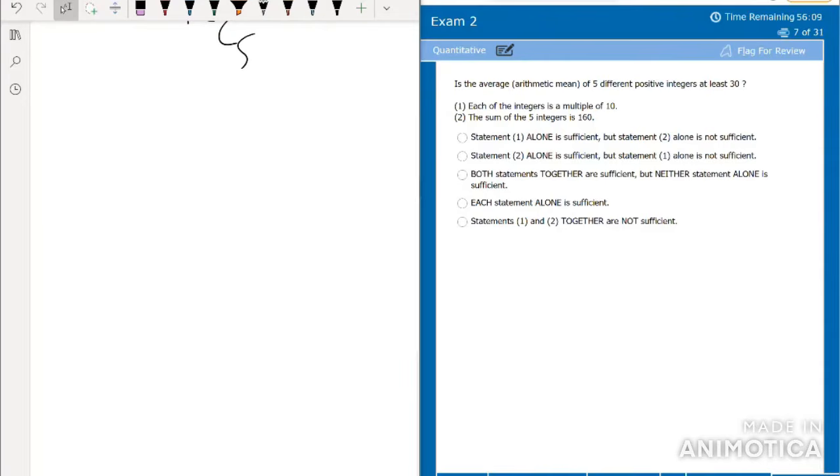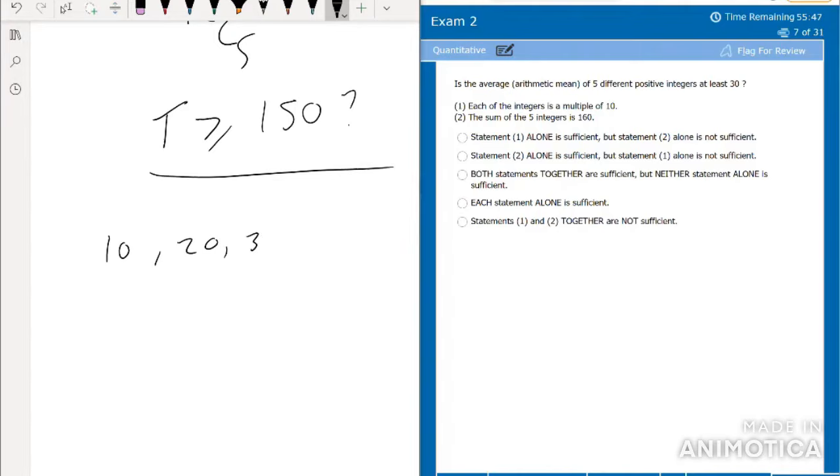Is the average of 5 different positive integers at least 30? So they're all different, and we want to know, is the total greater than or equal to 150? They're all positive, and each of the integers is a multiple of 10. So let's make the worst case scenario: 10, 20, these are as small as possible, 30, 40, 50. Anything more than that, and it's even better.